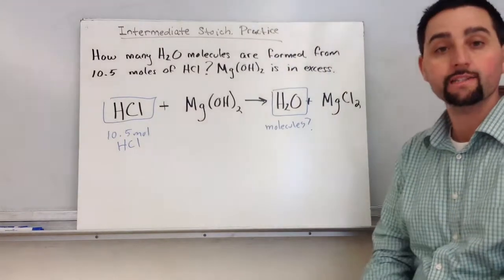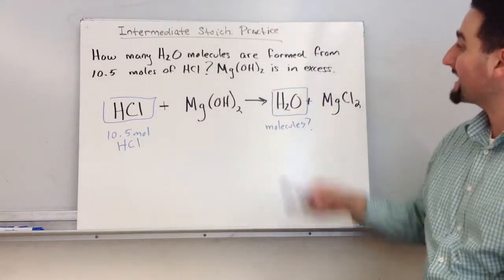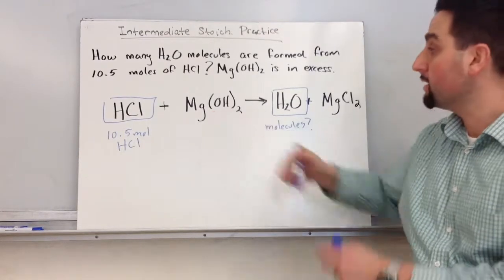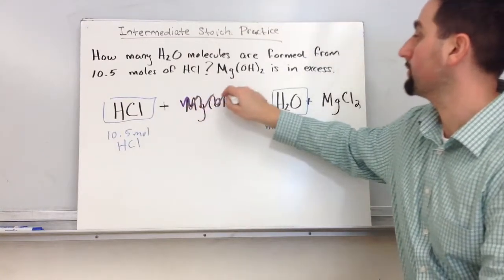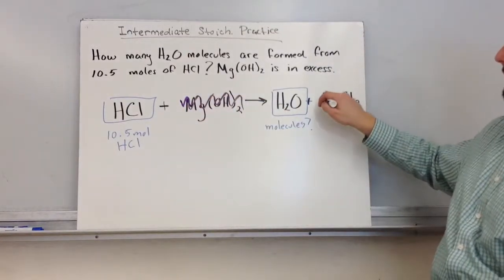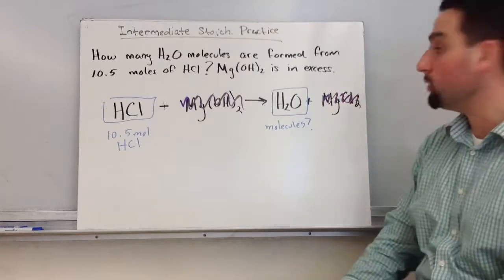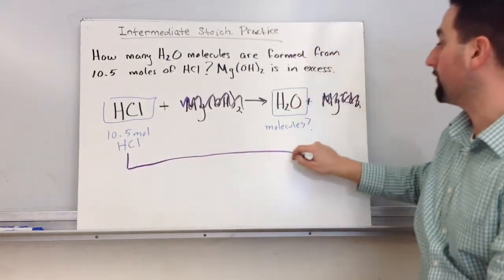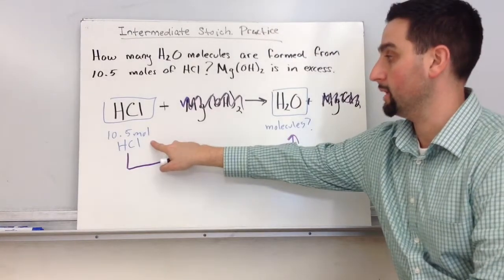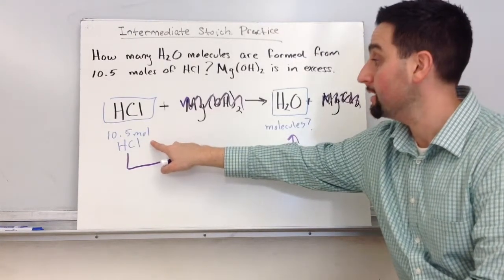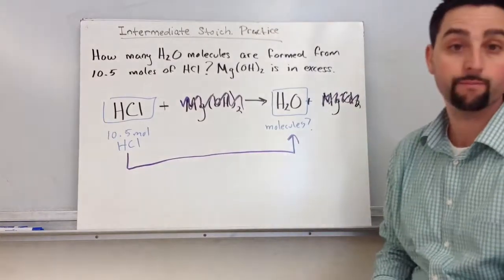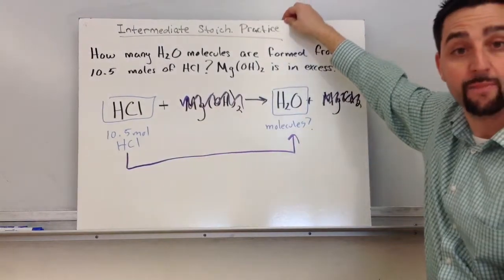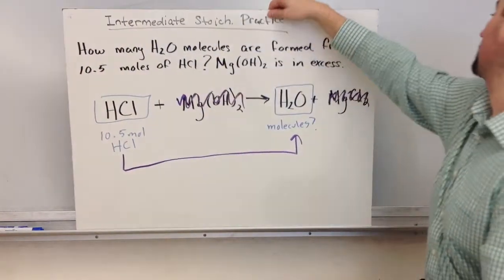And I noticed one last statement here. Excess. We're never going to run out of magnesium hydroxide, so I'm not even going to worry about this. And I'm not going to worry about the magnesium chloride. I simply want to know how much water I'm going to get from the amount of reactant that I start with, in this case, 10.5 moles of HCl. So as always, you have to balance the chemical equation.